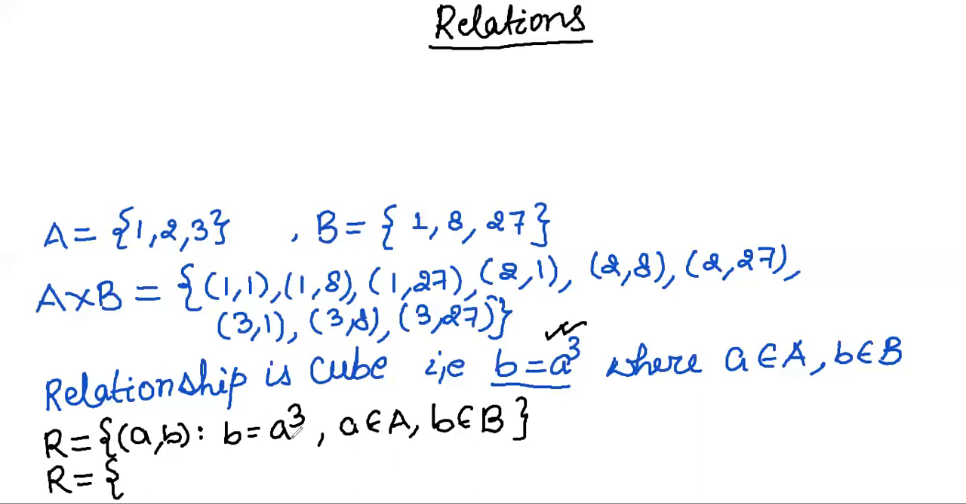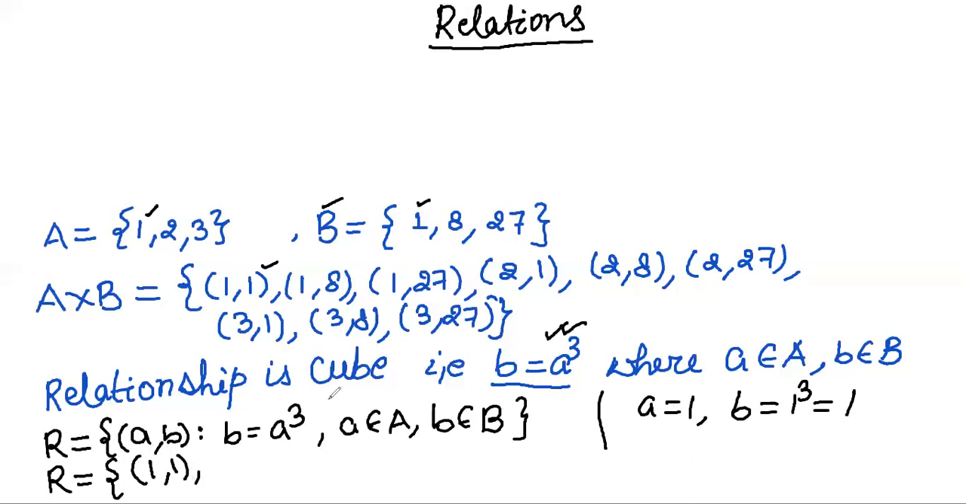Obviously, small a we will take from set A. So we'll start here with a equals 1. If we take a equals 1, then according to this condition, b equals 1 cube, which means 1. And we have to check whether this value b is in the second set B or not, because it is written that b belongs to second set B. So 1 is there in both. So the element (1, 1) is also there. So according to that, the first element of R will be (1, 1).